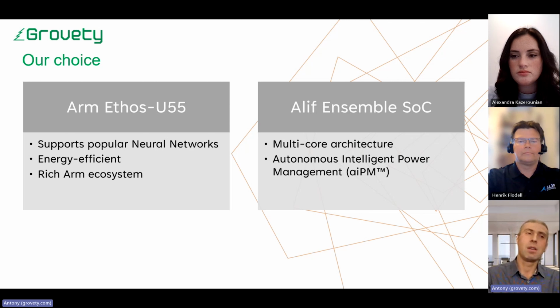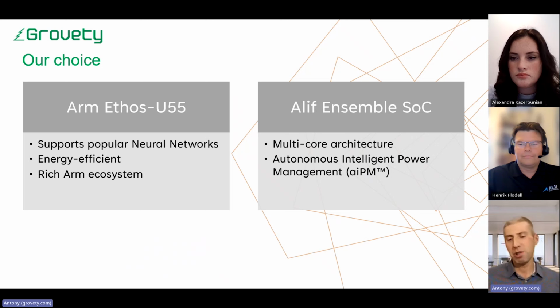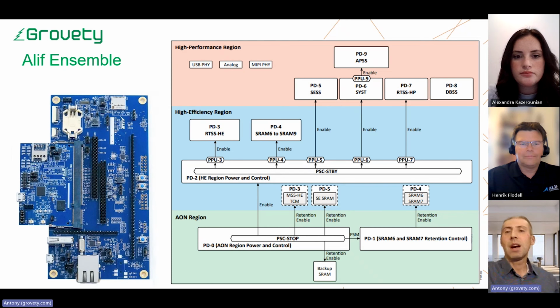All these made us choose ARM, and after that, of course, we chose the Alif Ensemble SoC because it has a multi-core architecture, which allowed us to divide the computational resources. And plus to that, it has very good autonomous intelligent power management, which was very useful for us to reduce the power consumption.